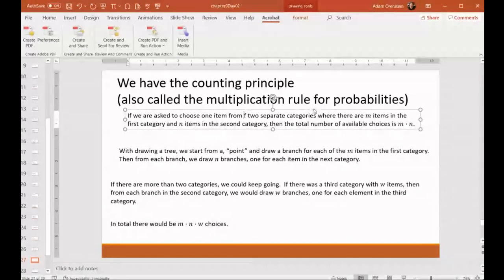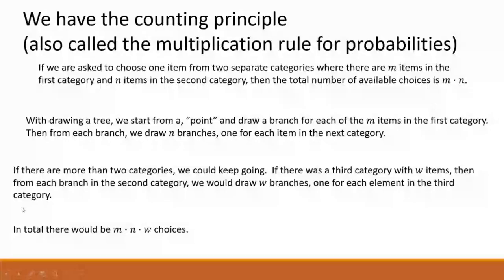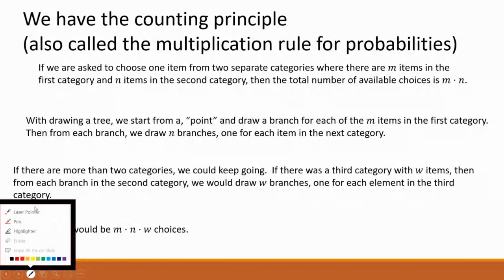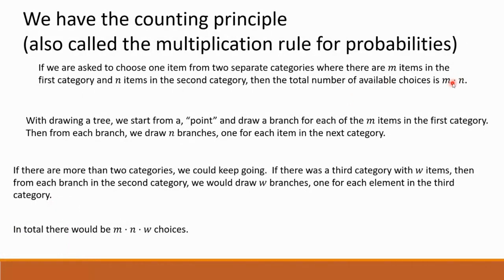So again, what they're saying is, if there are m possible choices from the first category, and n possible choices from the second, in total there are m times n possibilities. So essentially you just multiply, hence the name multiplication rule. That's all.